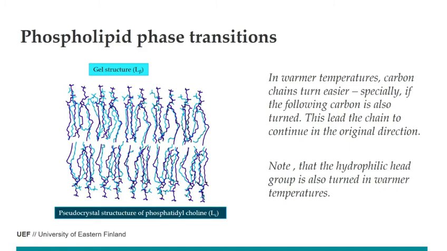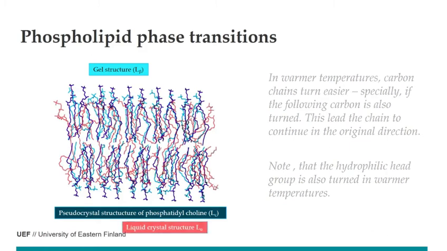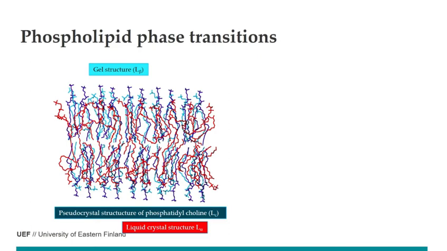That will mean that one carbon bond will turn leftward, and then the next one is turned rightward. So it means that the chain is continuing in the original direction. And as you can see, the head group is also turned in warmer temperatures. This gel structure is not a very physiological structure, but in functional membranes, it's actually a liquid crystal structure. And you can see that it's a mess.